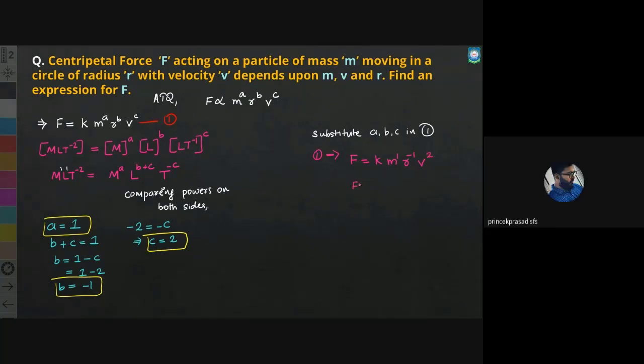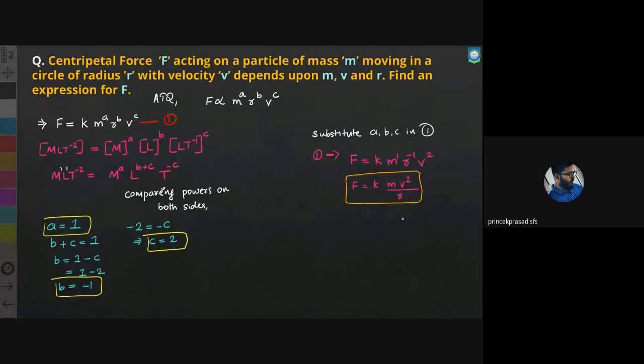Now you can evaluate this. F is equal to K, M I am writing as M, R raised to minus 1. I can write it as 1 by R, so R will go to the denominator. Now V square itself. So what is the final expression? F is equal to K times mv square by R.